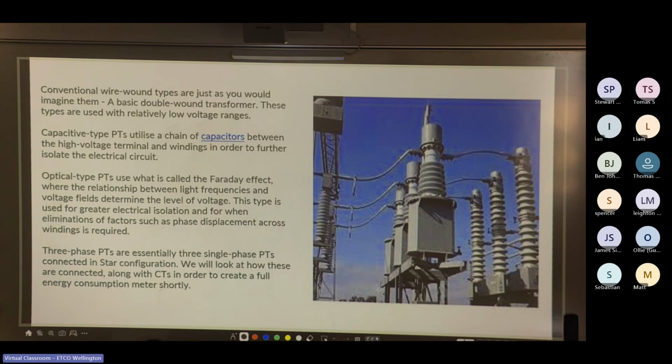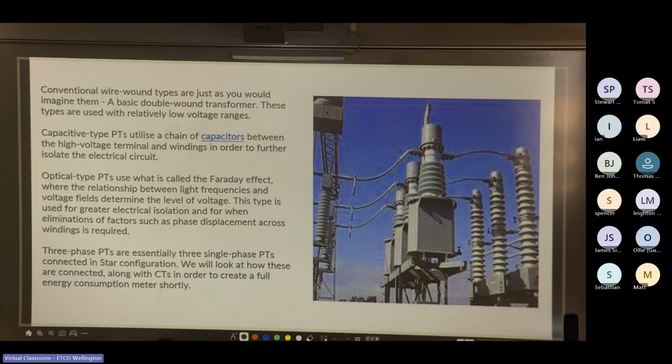Capacitive type PTs utilize a chain of capacitors between the high voltage terminals and the windings in order to further isolate the electrical circuit. Optical type PTs use what is called the Faraday effect, where the relationship between light frequencies and voltage fields determines the level of voltage. This type is used for greater electrical isolation and when elimination of factors such as phase displacement across windings is required. The three-phase PTs are essentially three single-phase PTs in star configuration, specifically star configuration.